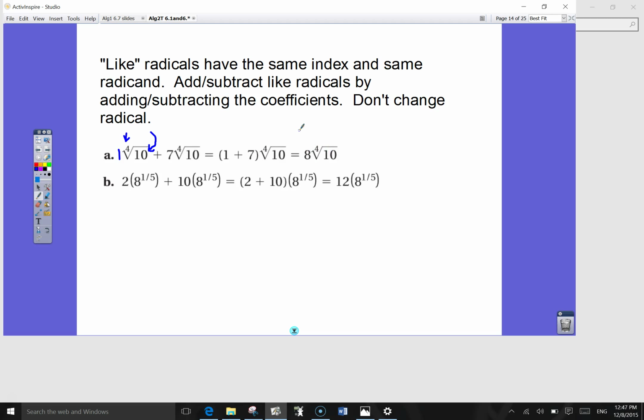We know we can represent a radical with rational exponent notation. So this 8 to the 1/5 and 8 to the 1/5, that's like saying this is the same radicand because of the 8s, and it's the same index because of the 5. And so you can add those up by adding the coefficients. 2 plus 10 is 12. So if you have like radicals, add them up by adding the coefficients. If you don't have like radicals, then you can't add them up.